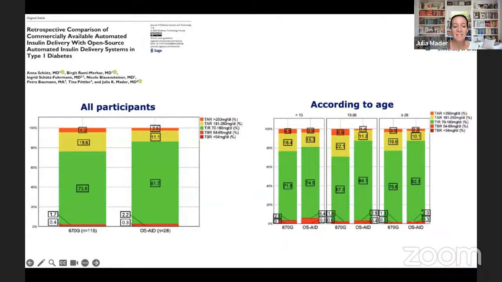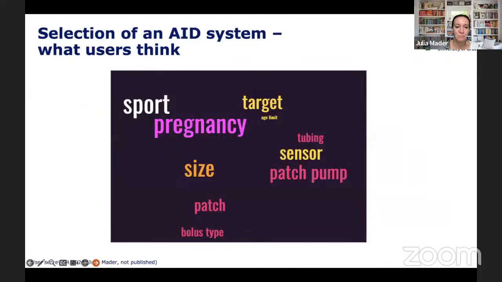And of course, we can say that probably the ones who used open source technology are maybe the ones interested more in technology and their diabetes as such. But also of importance, it worked throughout the age ranges. So we had pediatric groups, we had young adults, and we had adults above the age of 26. And in all three groups, we achieved superior control compared to the commercial system.